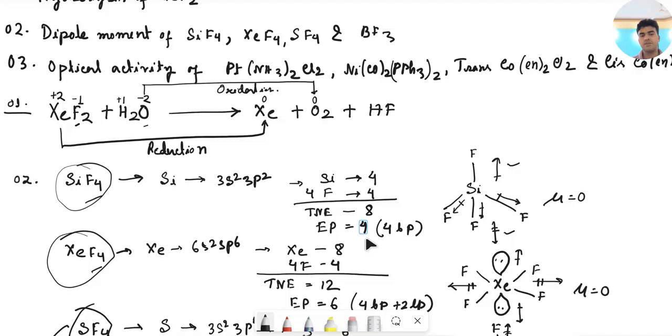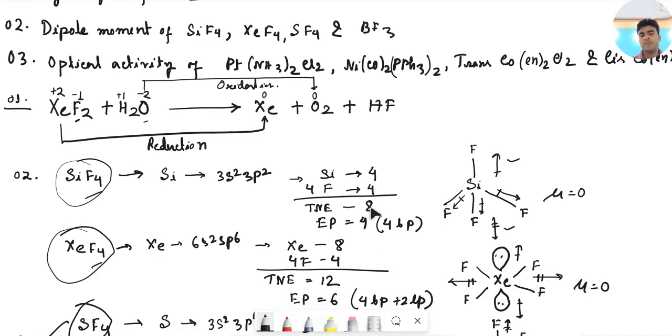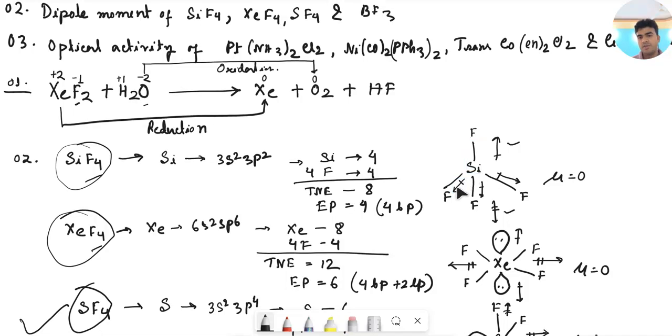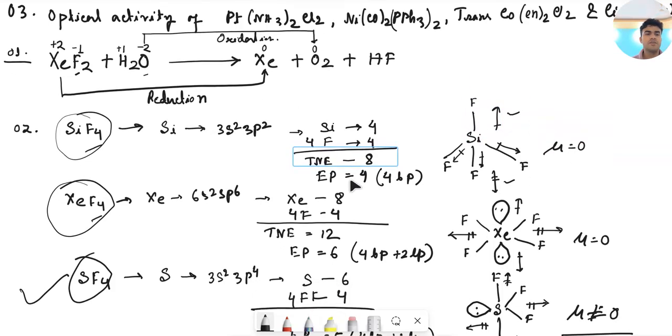Now from VSEPR, valence shell electron pair repulsion theory, these 4 will be bond pairs, because 4 fluorine will be sigma bonded to silicon. The 4 bond pairs will be disposed in a tetrahedral geometry. In tetrahedral geometry, the combined dipole moment of 3 Si-F bonds will be equal and opposite to the fourth Si-F bond, and they will neutralize each other, so the dipole moment will be 0.